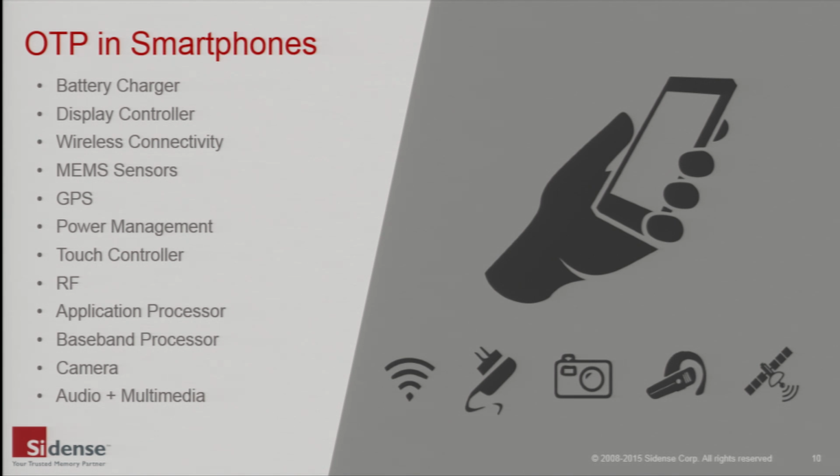For vendors of OTP, it gets even better, since there are over 20 instances of OTP in your average smartphone. And as we add more sensors and functions, this number will only grow. You can read the list. This is just some of the things: battery chargers, display controllers, touch controller, RF stages, application processors, baseband processors. If I've missed anything, just let me know.